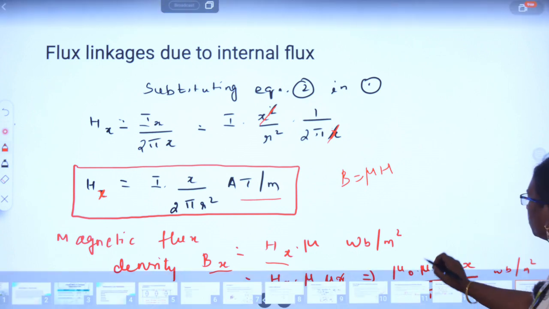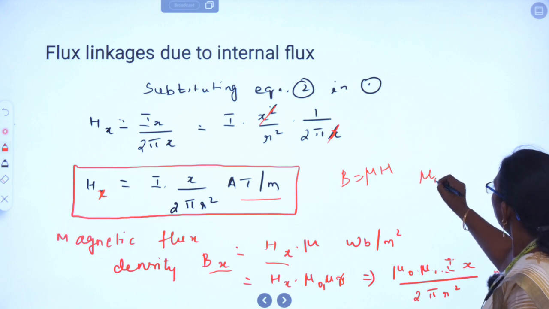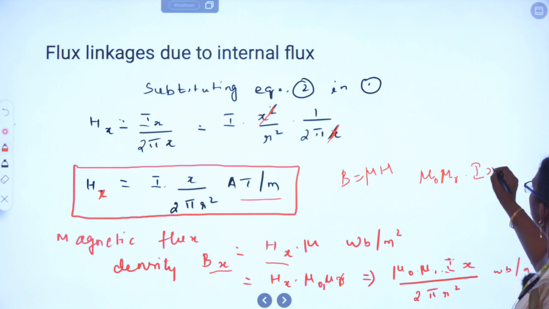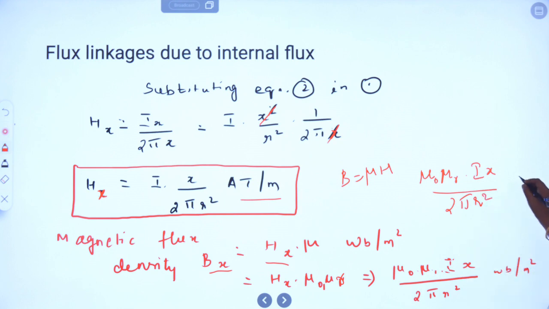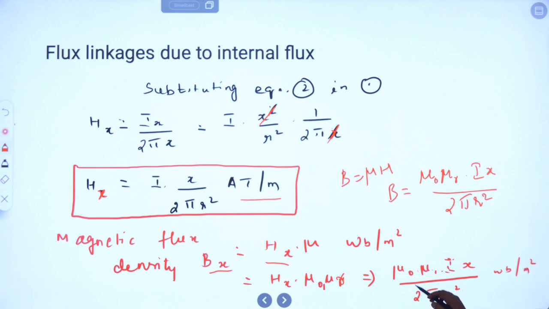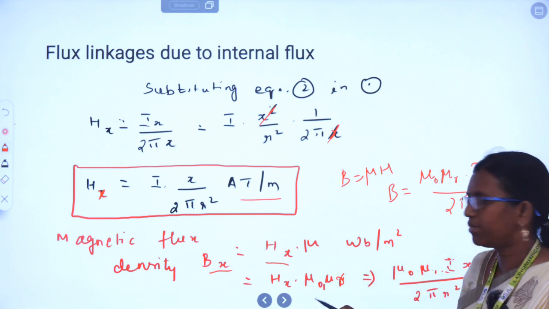So mu naught mu r into Ix divided by 2 pi r square. This is the equation for B. So that is what we have obtained, mu naught mu r Ix divided by 2 pi r square Weber per meter square. So the unit of magnetic flux density is Weber per meter square.